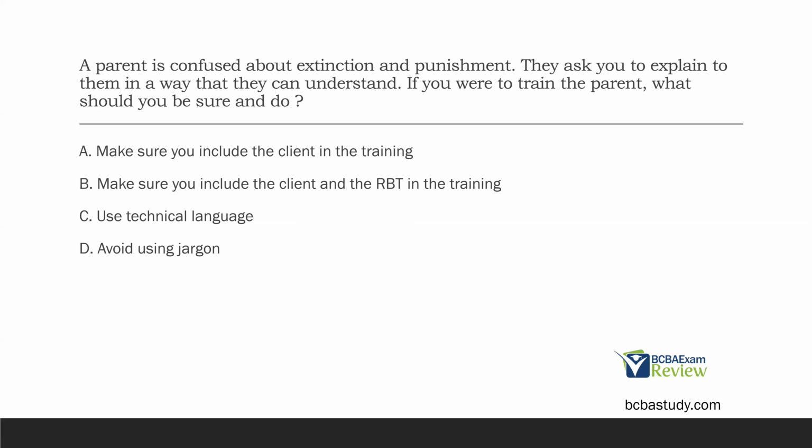Eventually, if you train correctly, they might get to the point where you can start using some more technical language. But if they're still at the point where they don't even understand the difference between extinction and punishment, the last thing we need to do is start throwing more technical language. We need to break it down in a simple, understandable way. So D, avoid using jargon, is going to be our answer.